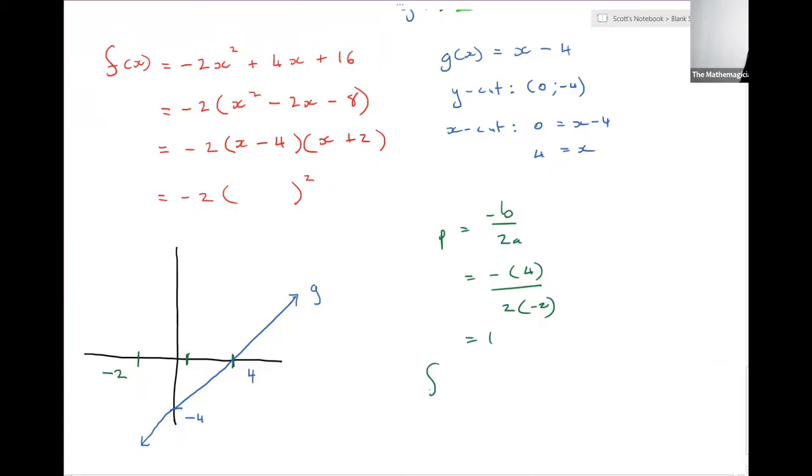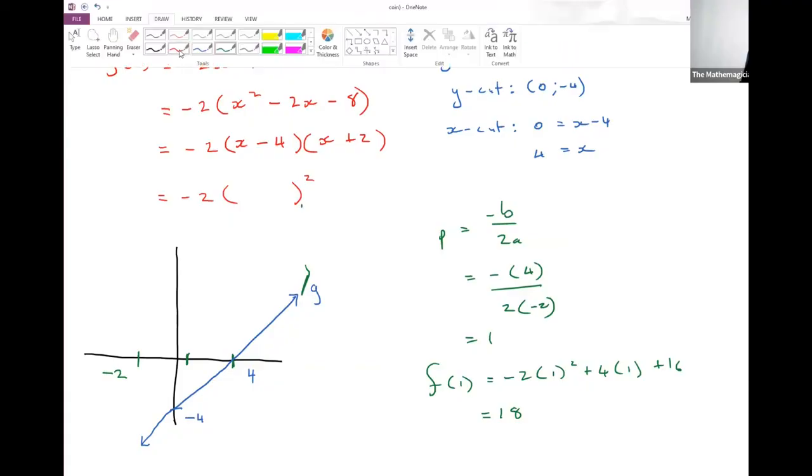And remember what I told you: we sub in the p value, which is 1, f of p. After you sub in that 1, plus 16, who can tell me what is the answer? 18, I think. Good. Now how do I transfer these values back into the equation? I'll show you now if I can get my pen to operate. There we go.